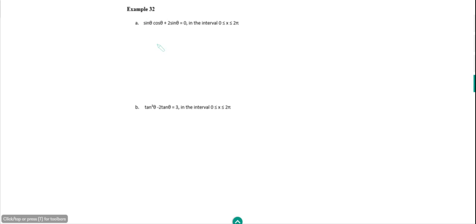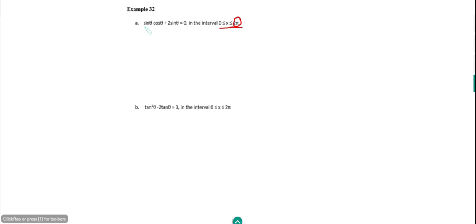This is example 32. So if we look at A first, we've got sine theta cos theta plus 2 sine theta equals 0. We've got to solve it in this interval from 0 up to 2 pi. And again, we know this is in radians because the angle is given in terms of pi. So that indicates that we're working in radians rather than working in degrees.